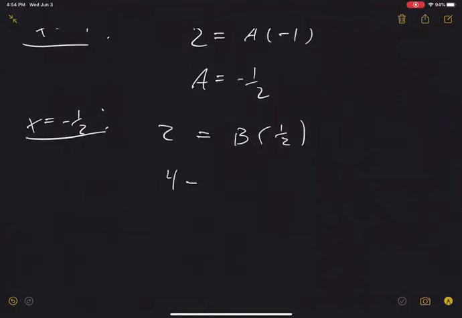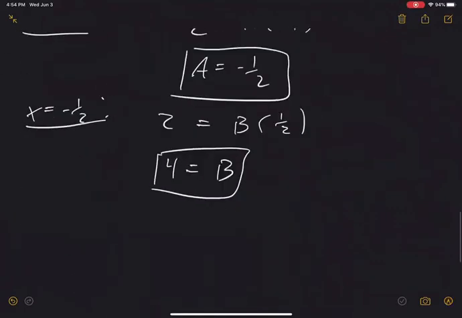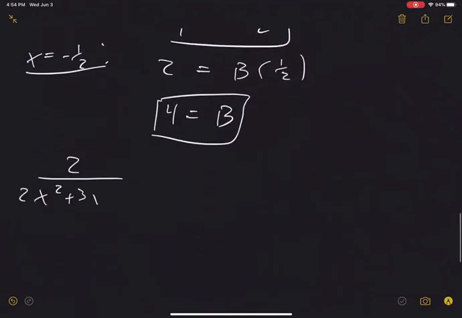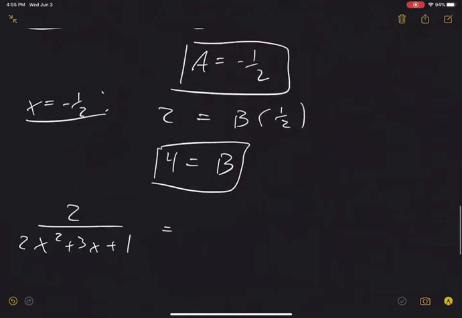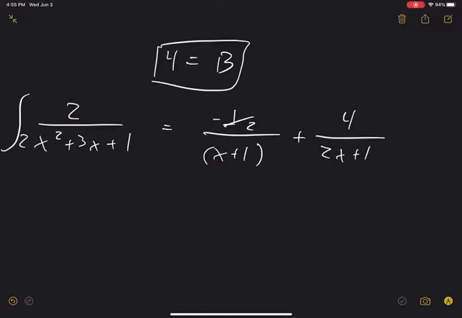So let's see, 4 should equal b. So I know what my constants are. Okay, so I know that (2x squared plus 3x plus 1) equals -1/2 over x plus 1 plus 4 over 2x plus 1. Okay. So if I want to integrate this, I could instead integrate the right side.